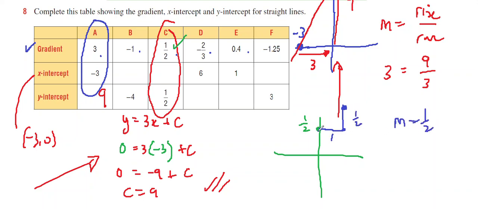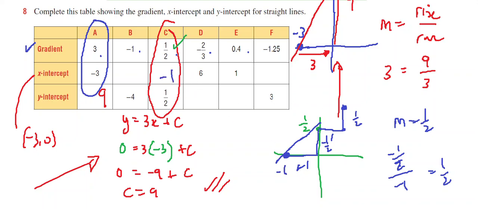Or alternatively, if I go down 1/2 and I go backwards 1, then that's going to give me a gradient of rise over run. My rise is -1/2, and my run is -1, and that also gives me 1/2. Therefore, -1 should be my x-intercept.